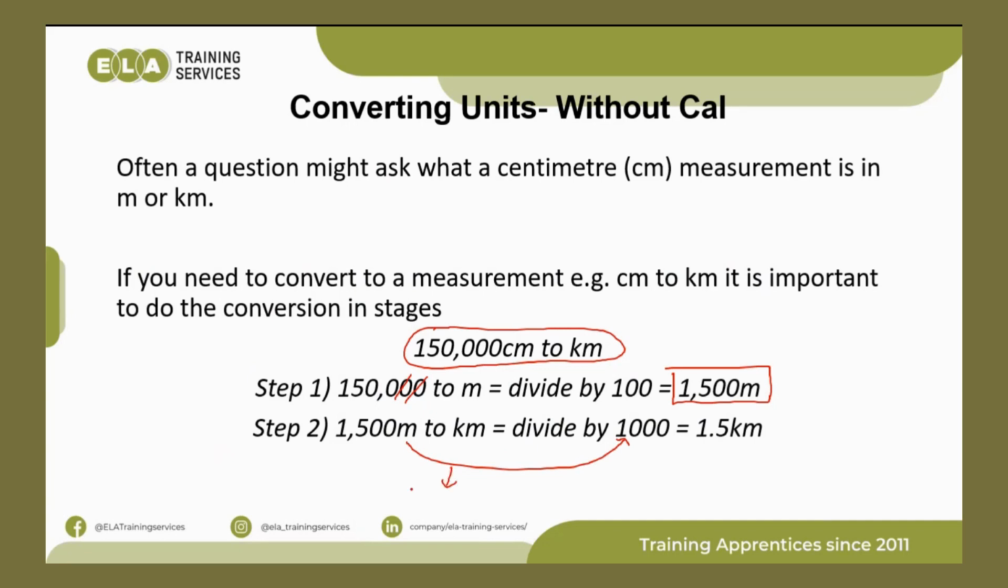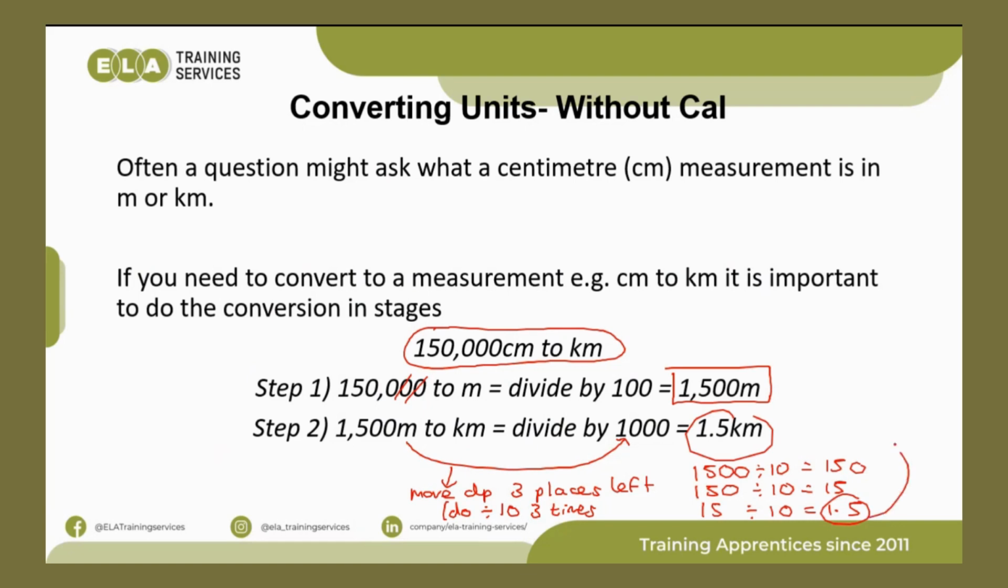Now, one way to do this is to move the decimal point 3 places to the left. Another way to do this is divide by 10 3 times. So 1,500 divided by 10 would be 150. 150 divided by 10 would be 15, and then 15 divided by 10 would be 1.5. And it's a nice way of checking that you've got that answer correct, since you've done that division by 10, 3 times.